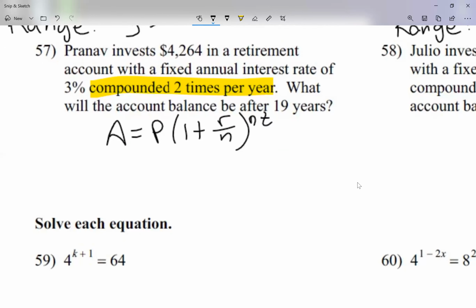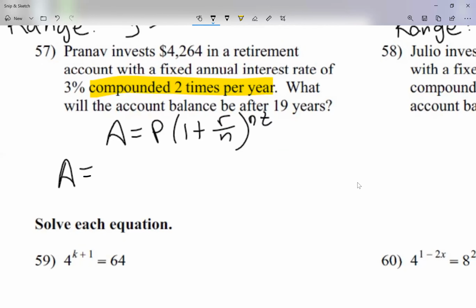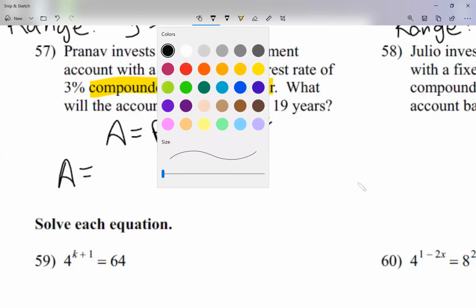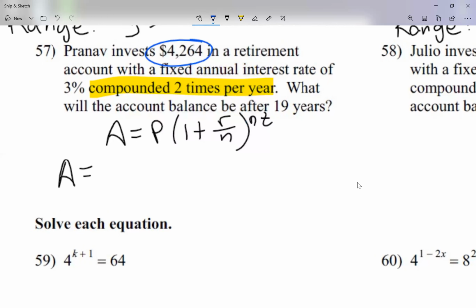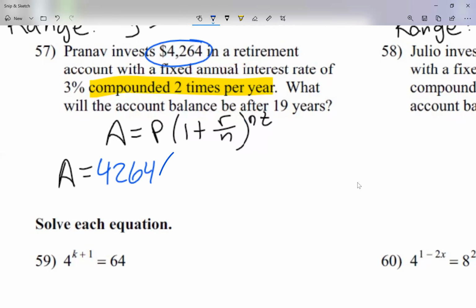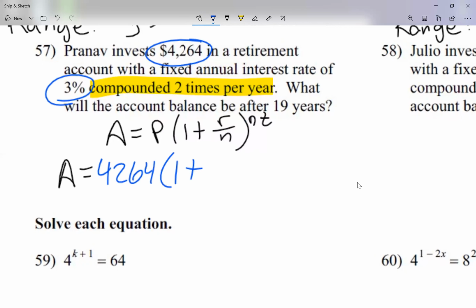So let's take a look. My amount is going to be equal to, here I read, Pranav invests 4,264. That's the principal. 4,264. Inside parentheses, I have 1 plus. Now in the retirement account with a fixed annual interest rate of 3% compounded 2 times per year.